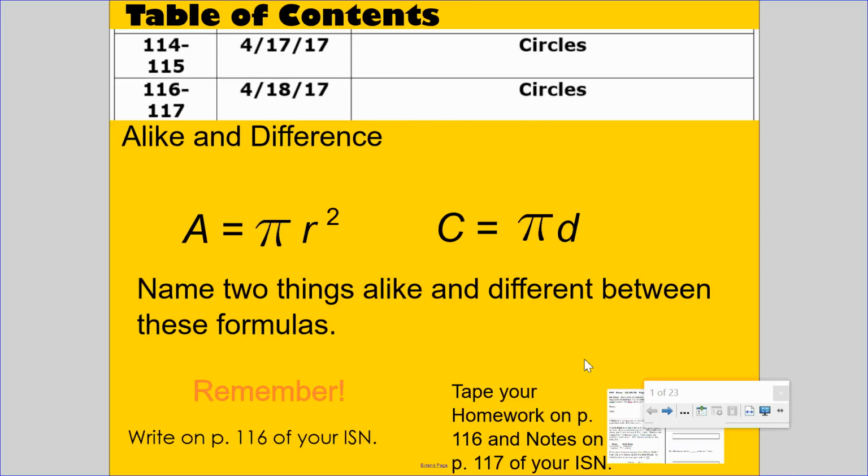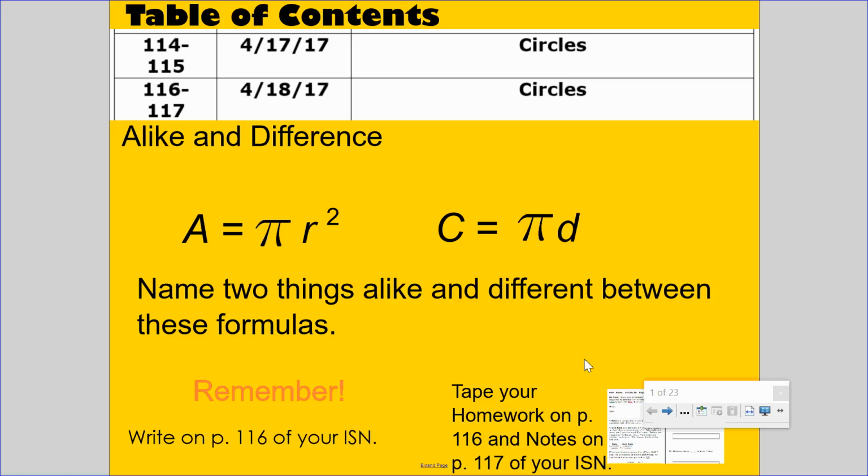Hello. This lesson is a continuation of area of circle. So let's look at our number routine, alike and different. Can you name two things alike and different between these formulas? The first formula is about area. The second formula is about circumference. So that's what makes it different. Area is about the inside part of a circle, while circumference is the perimeter or the distance around the circle.